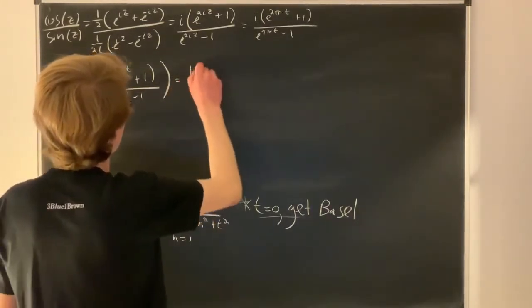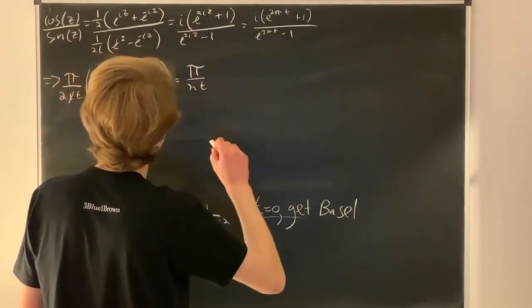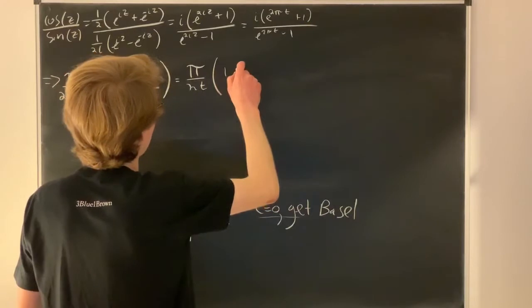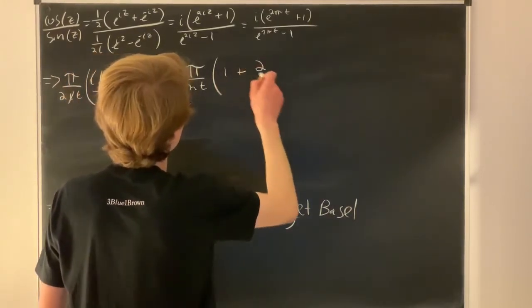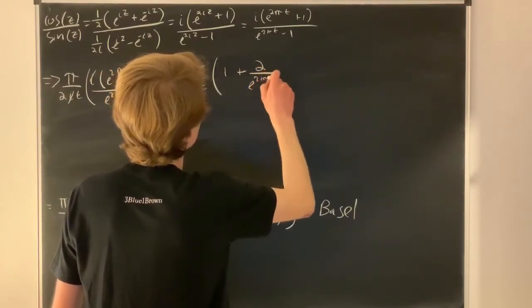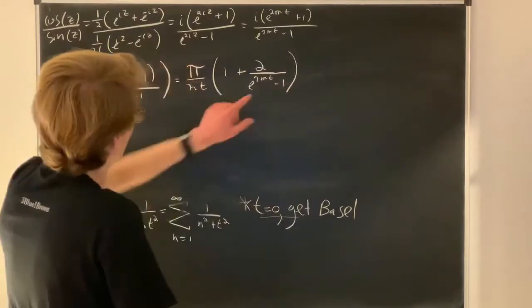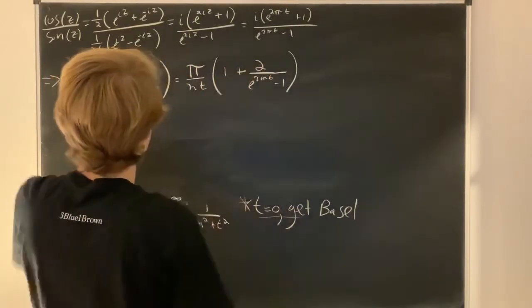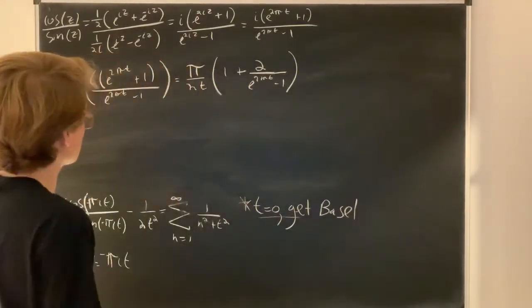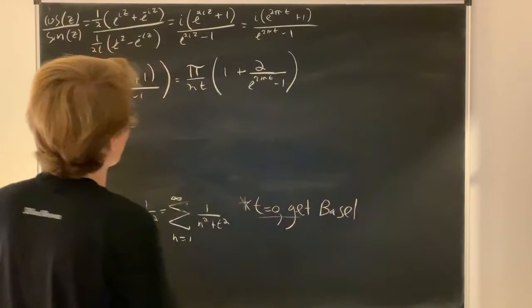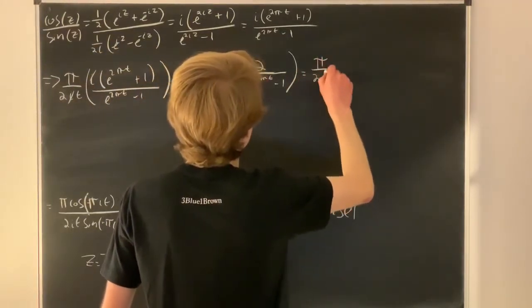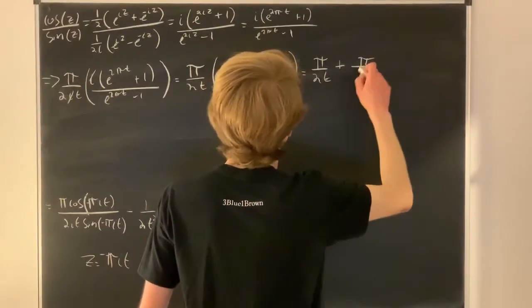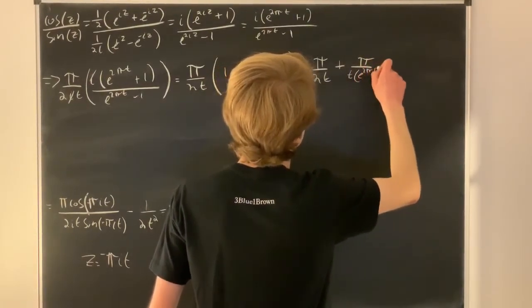So, this is going to become pi over 2t times, now how can we simplify this? Well, if we have a 1 and then we add 2 over e to the 2 pi t minus 1, then if we work backwards, get a common denominator, e to the 2 pi t minus 1 plus 2 gives us plus 1, and the denominator is the same. So that's that. And so then if we multiply it out, this would become pi over 2t plus, and that 2 is going to go away to just give us pi over t times e to the 2 pi t minus 1.